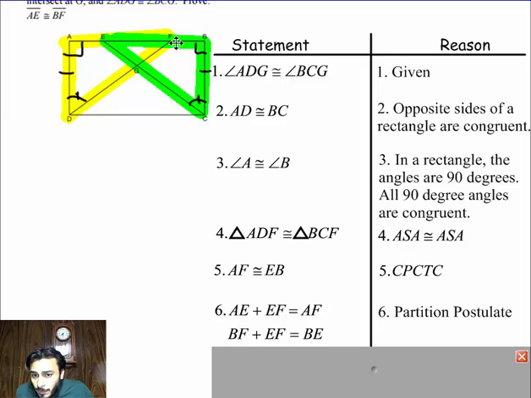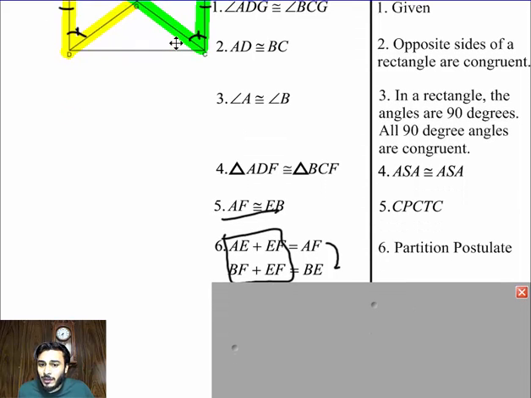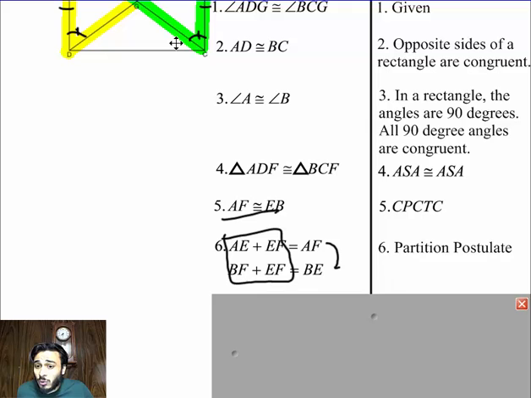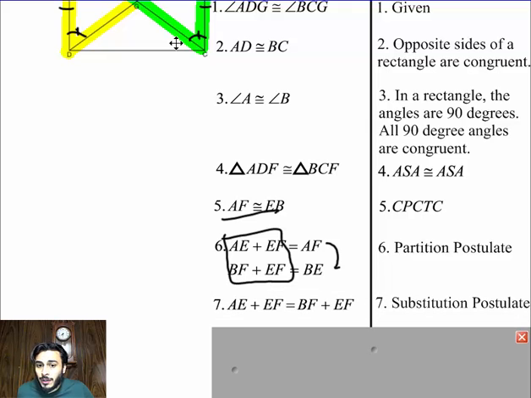Okay, now check this out, right? I know from this statement here that AF is equal to BE. I know these two are equal. So if these two are equal, I can say these two are equal by substitution. See what I'm saying? Does that kind of make sense? So I'm just going to use a substitution postulate to say AE plus EF equals BF plus EF.